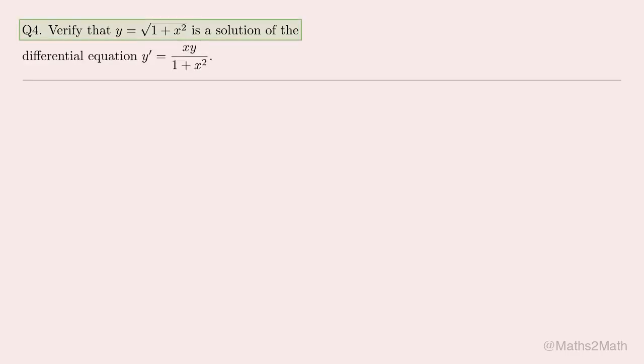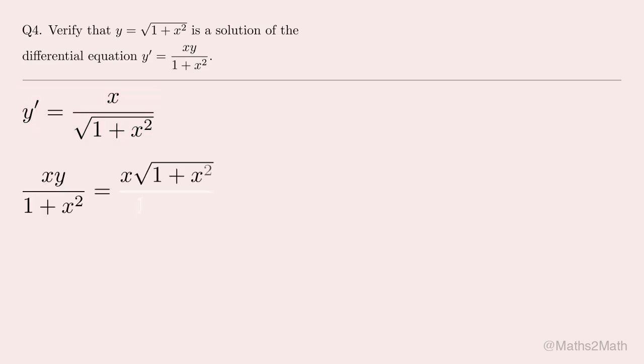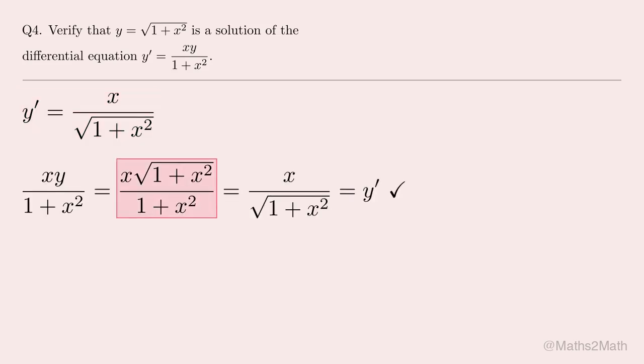Question 4. A root function against a product form. Differentiate as often as needed, substitute, and watch both sides agree. Differentiate the root and rebuild the right side. The right side, x times y over 1 plus x squared is x root over the bracket, exactly y prime.